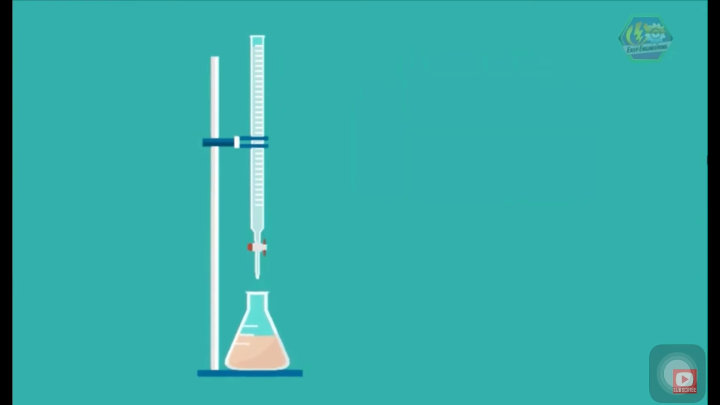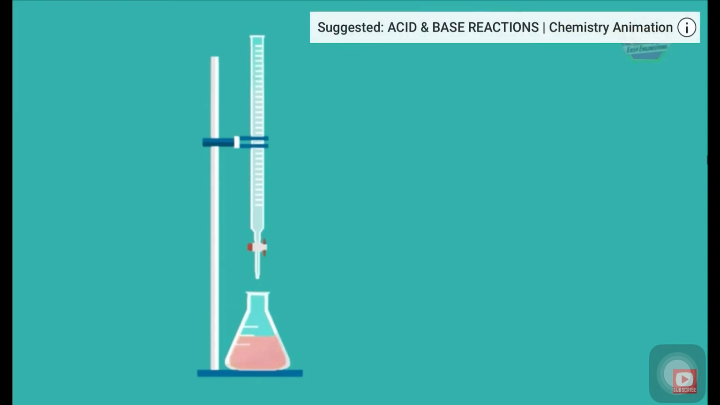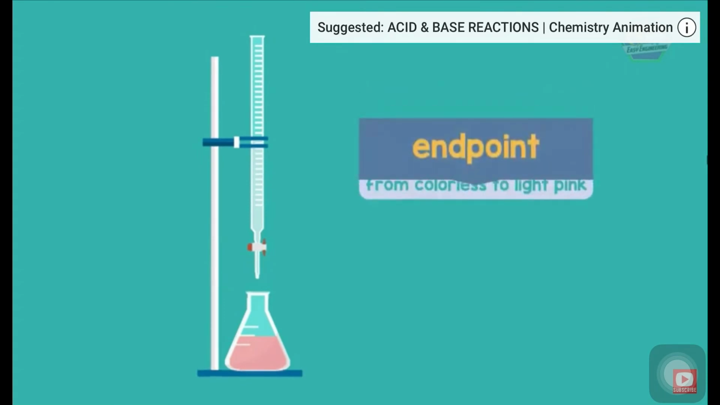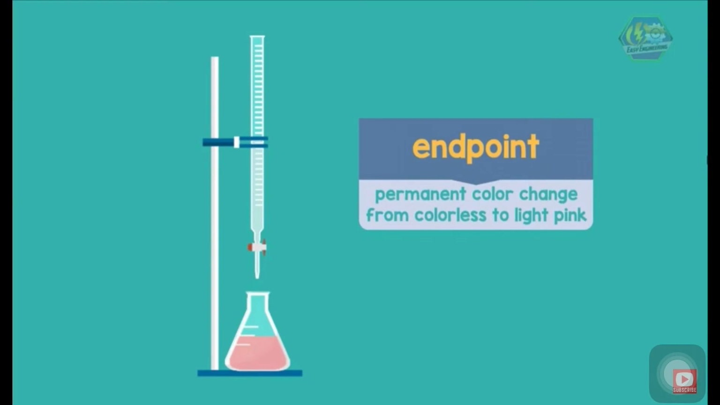After some time, you notice a temporary color change when the sodium hydroxide solution drops in. This means that we are now going to reach the endpoint. The endpoint is a permanent color change from colorless to light pink. When you put in more sodium hydroxide than needed for the endpoint, then your solution is now overrun.